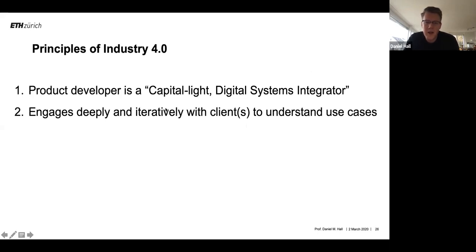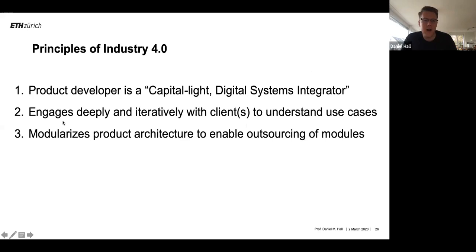They're not trying to own the entire life cycle vertically, but they will try to integrate different parts through digital technologies. They'll work iteratively with clients to understand use cases, so they're really trying to focus in on specific market segments.